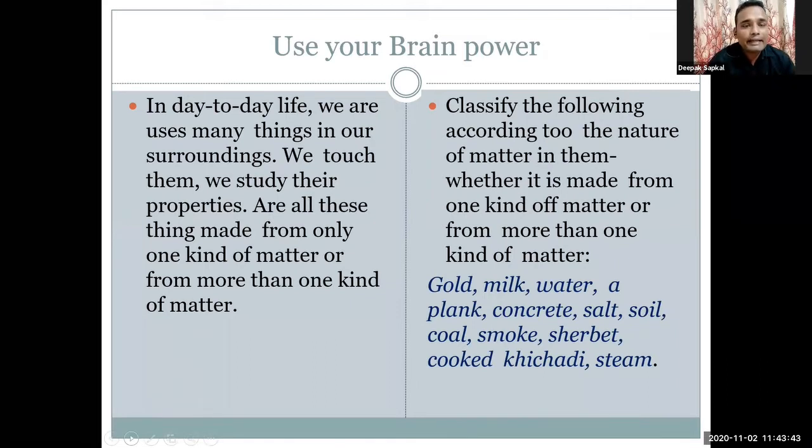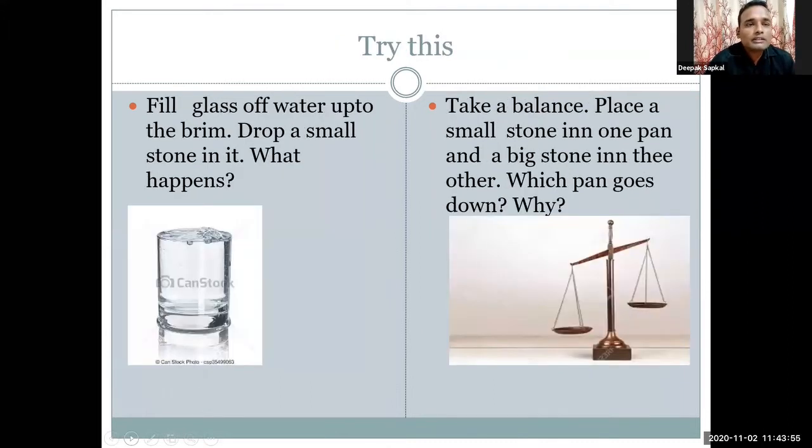there is an activity: fill a glass of water up to the brim, and drop a small stone in it. What happens? See, here the glass is full of water, you can see over here. And in the second picture, you can see a balance.